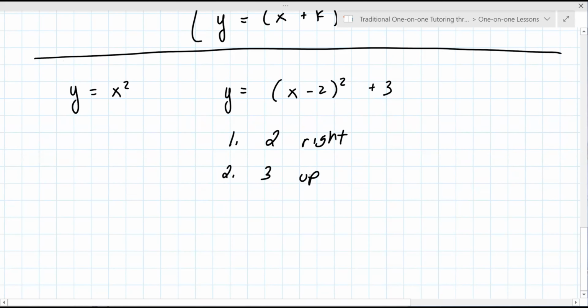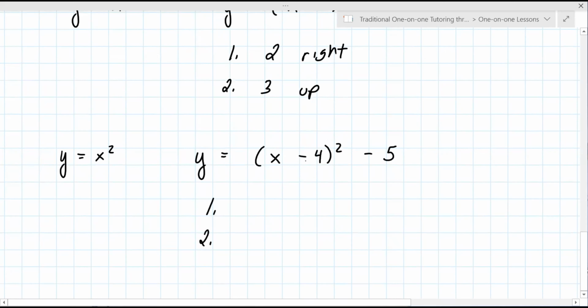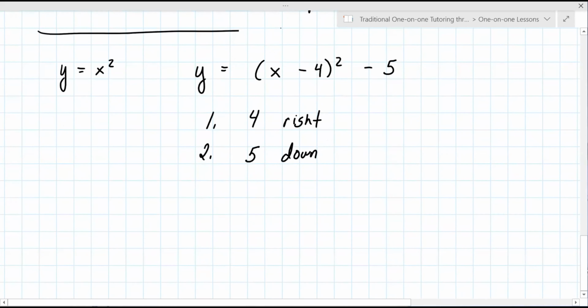Yes. Okay. So let's try another one here. Let's say y equals (x minus 4) squared minus 5. What are the 2 transformations here? And the order kind of matters, kind of doesn't. Okay. So this one's first though. The 4, you have to move it 4 to the right and then down 5 because it's not in the parentheses. Okay, very good. Let's do another one here.